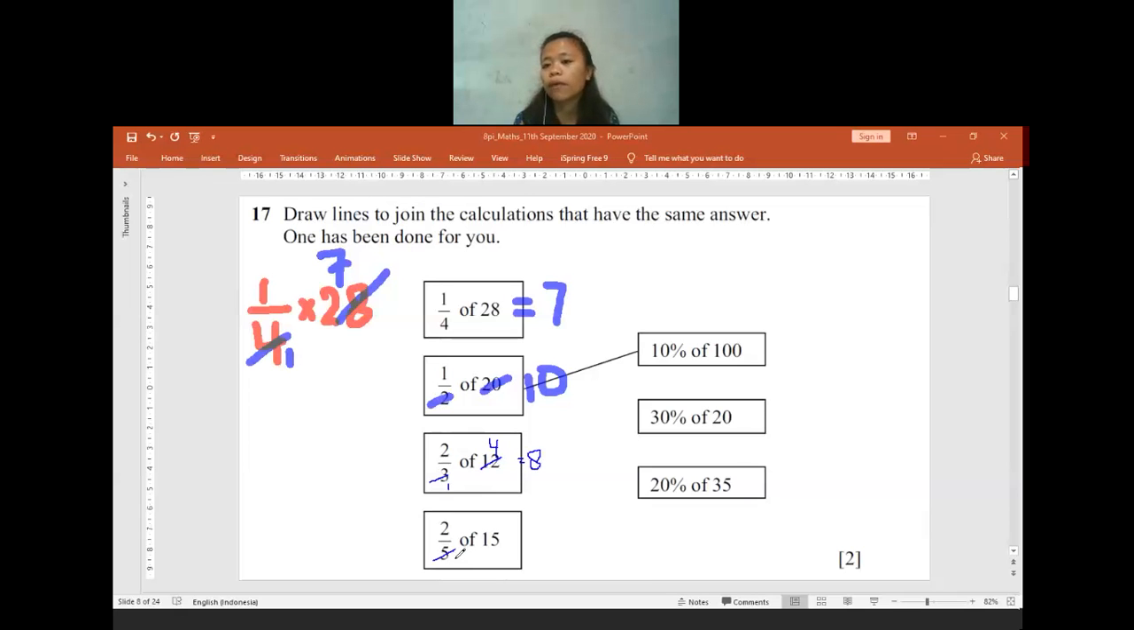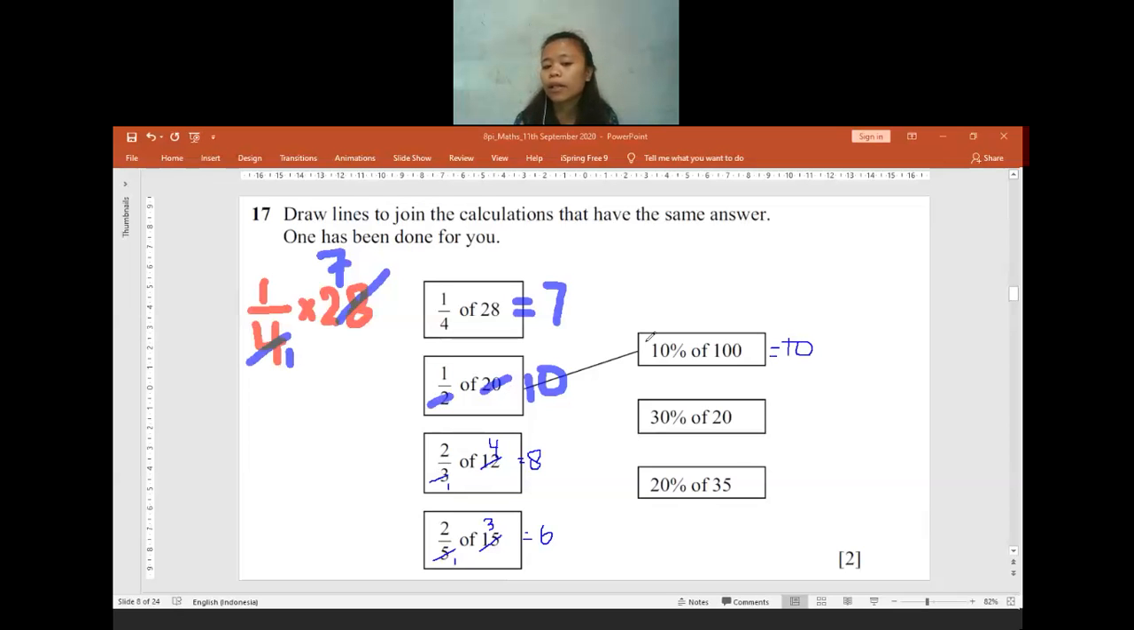2 per 5 of 15, so 5 divided by 5 will be 1. 15 divided by 5 will be 3. 2 times 3, it will be equals to 6. After that, you find the calculation for another box. For this one, we already find it equals to 10.